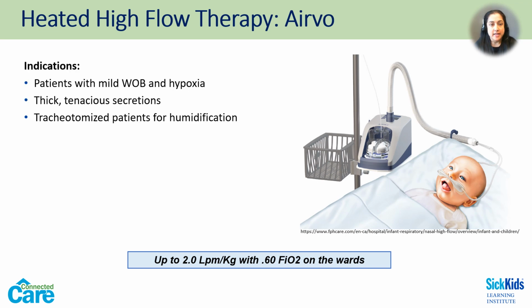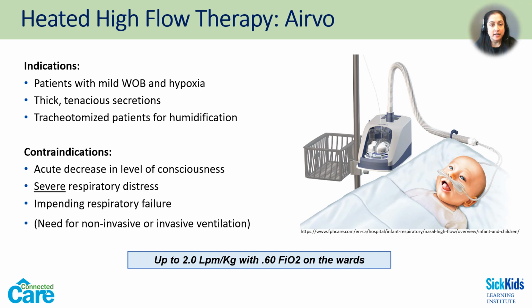Heated high flow is indicated for patients with mild work of breathing and hypoxia, thick tenacious secretions that are difficult to clear, and trach patients for humidification purposes. It is contraindicated in acute decrease in level of consciousness, severe respiratory distress, any impending respiratory failure, and if the child needs non-invasive or invasive ventilation instead. Airvo can be provided up to 2 liters per minute per kilo with up to 60% oxygen on a wards unit.